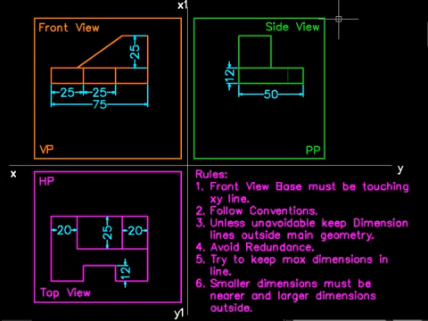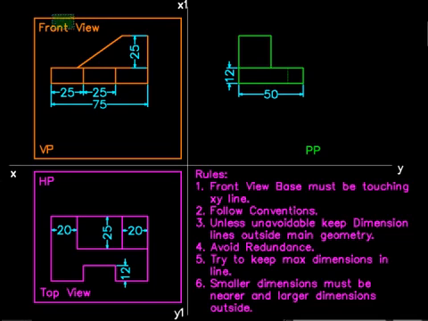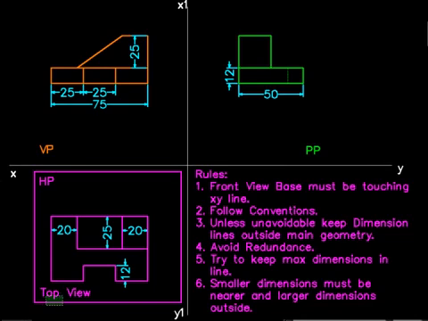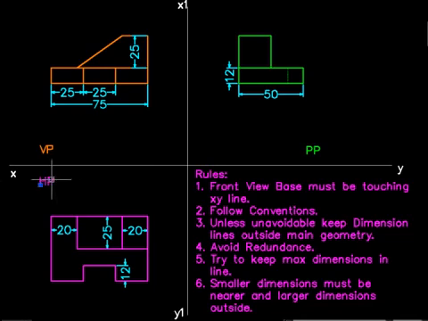So the first thing that we have to take care about are these boxes. These boxes are not needed, and neither do we need the written part of top view, side view and all. HP, VP and PP itself will convey the information that the particular view is the side view, top view or front view.